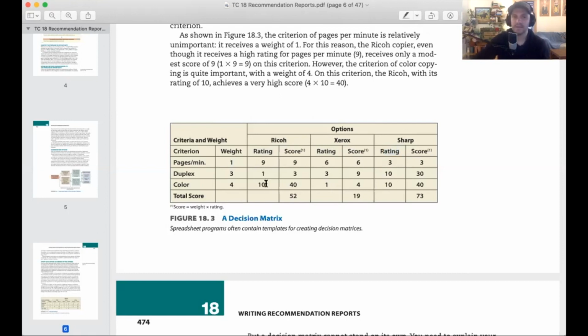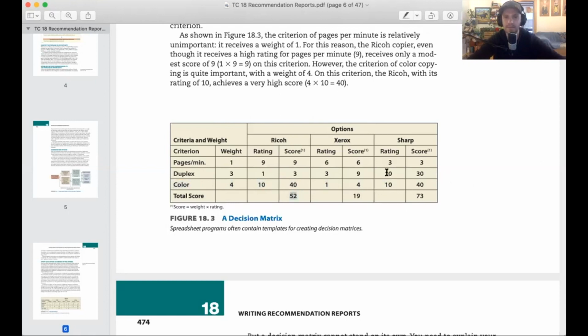And so you can see here that color is rated 10 here and 9 here for pages per minute. That rating is very similar. It's only a difference of 1 point. But because of the way that it's weighted, they do the math here, and suddenly this right here is worth an extra 31 points, instead of just an extra 1 point. And so color is quite important here.